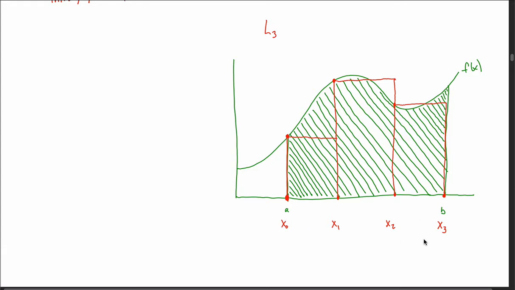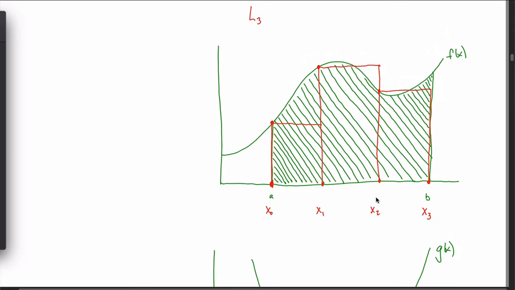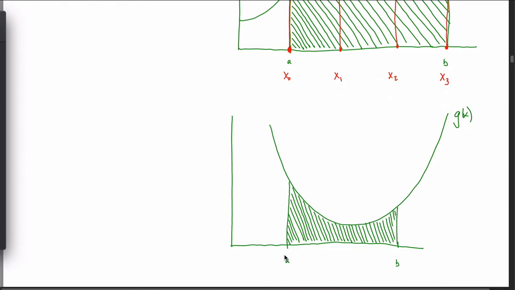I'm going to give you formulas for how to figure out all these different values, for how to estimate these, for how to find these areas, but that's not the purpose of this video. Here's another function. I'll call it g of x now, just to differentiate it from f of x, which we saw above. I'm also given an a and a b. Again, I want to figure out how much area is underneath this curve, g of x, between these two values of x, a and b.